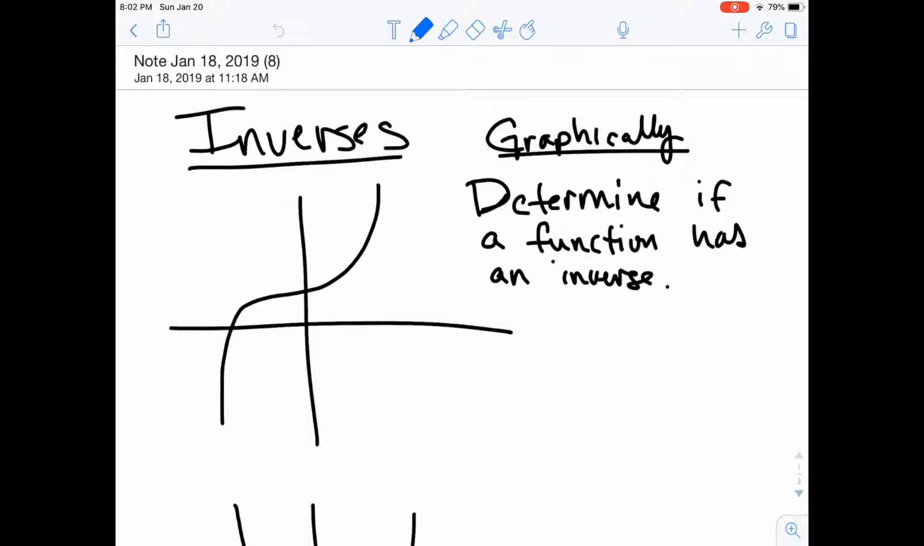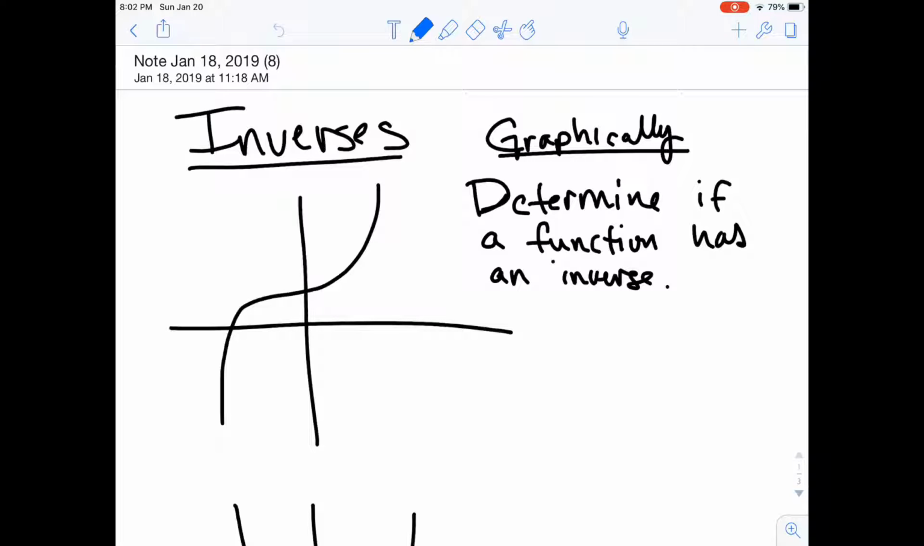Today we're talking about inverses, and how to determine if a function has an inverse, and if a function does have an inverse, what is the inverse of that function. How you do this graphically is really pretty easy.